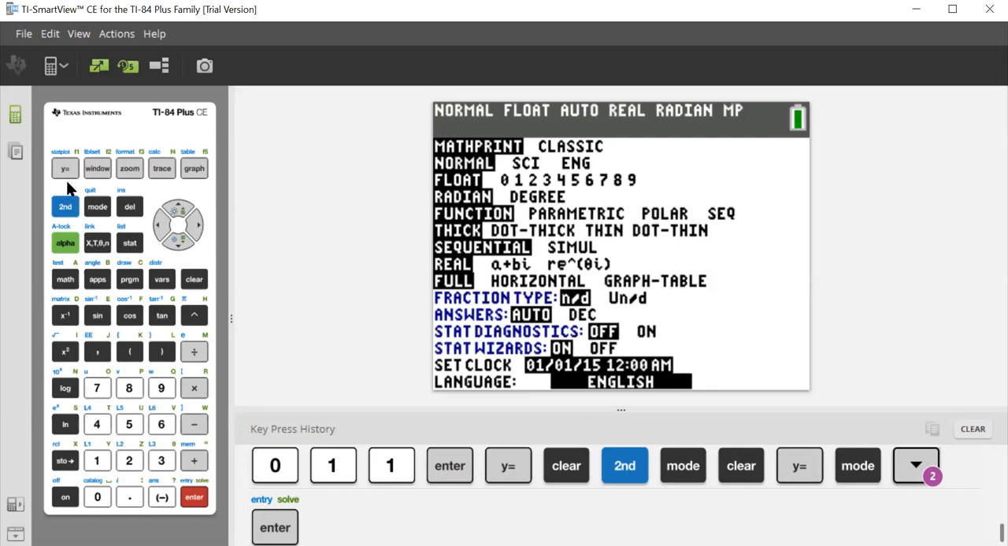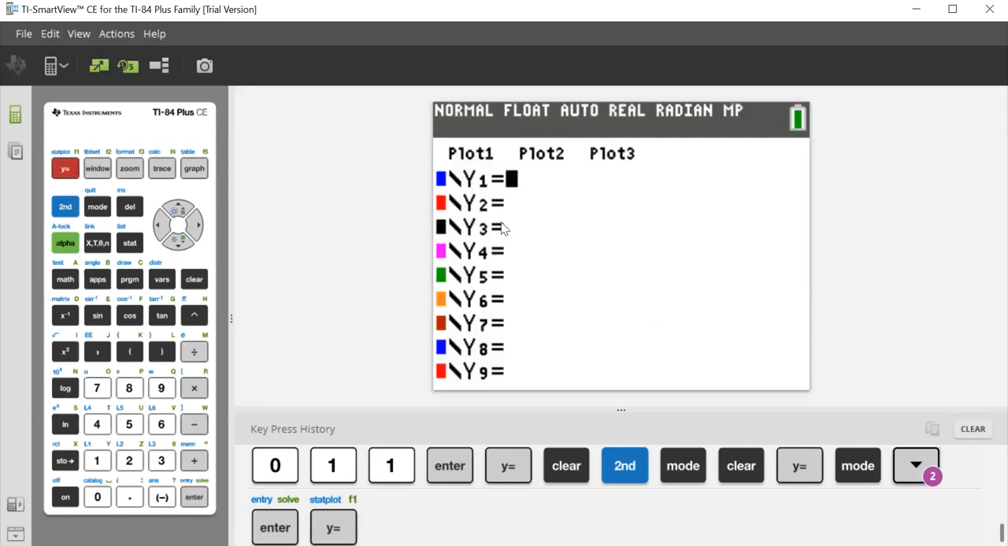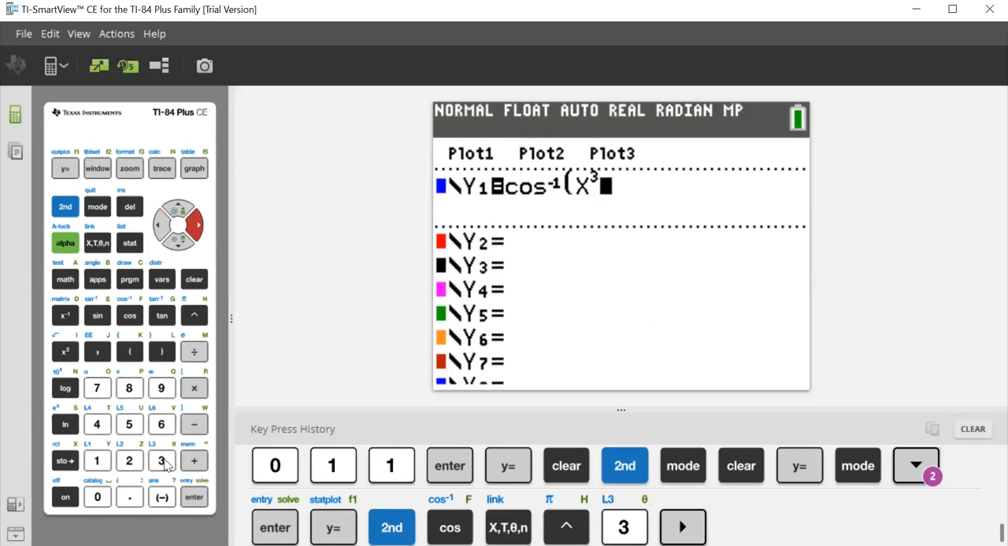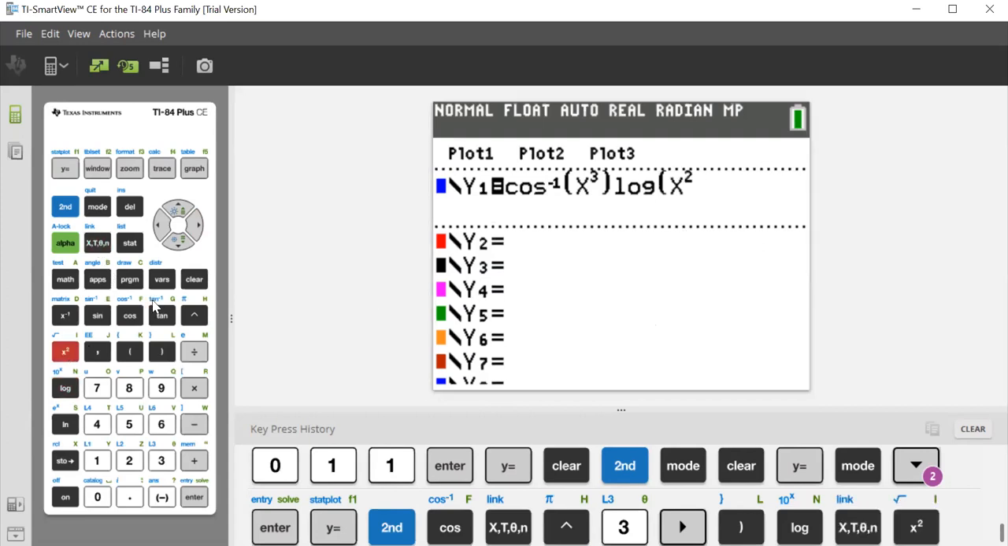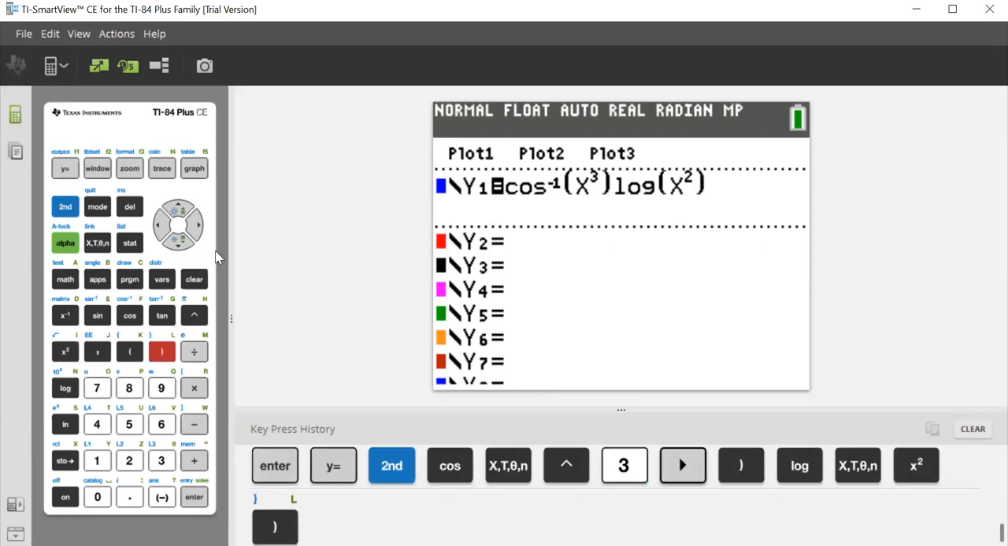All right, so the first thing we're going to do now is go into the y equals, and you guys are at least moderately familiar with how your graphing calculator works, yeah? I hope. You've used it the last year or two, probably. We're going to graph inverse cosine of x to the third times log base 10, and that's just log. If they don't write a base next to it, that's log base 10 of x squared. And we're going to take a look and see what that graph looks like.